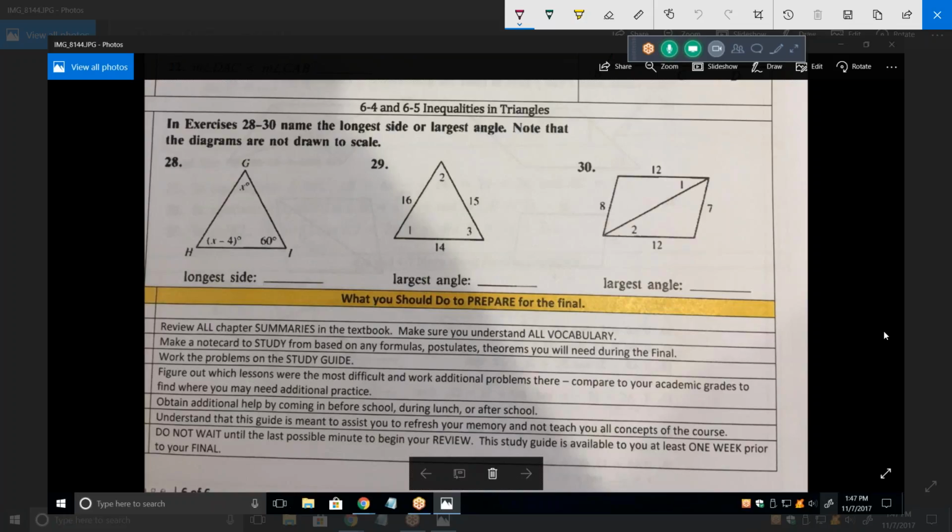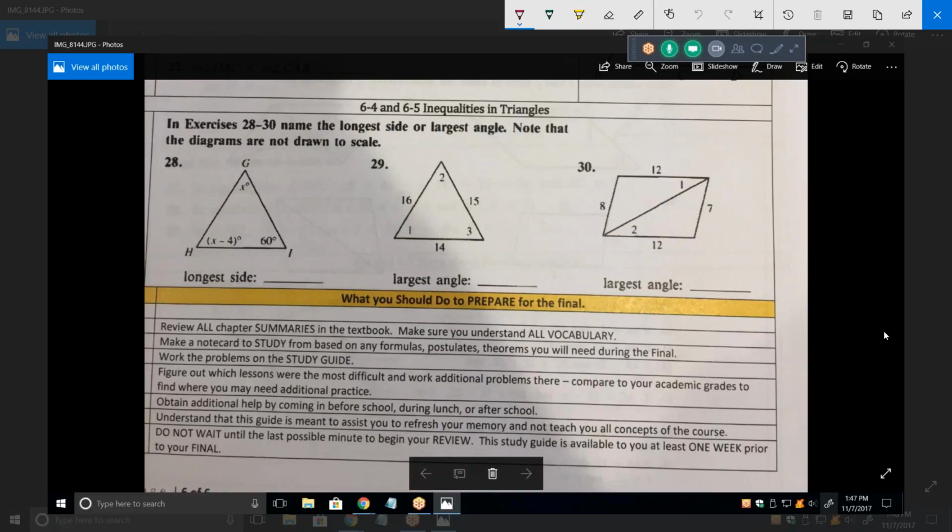Got to find the biggest angle, because unless you find the biggest angle, you're not going to know which is the biggest side. The biggest side is always opposite the biggest angle. In other words, in 29, angle 3 is the biggest angle. Okay? So we got to figure out what these angles are.